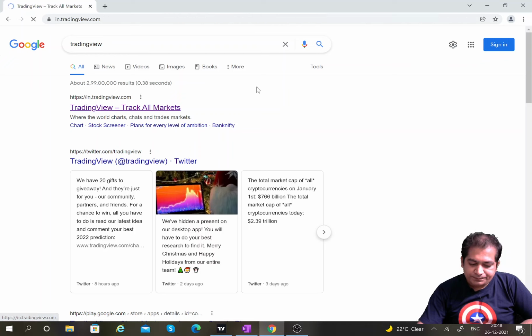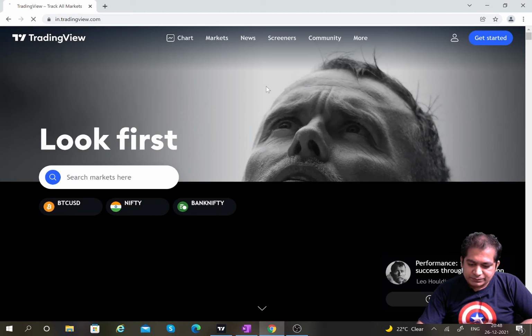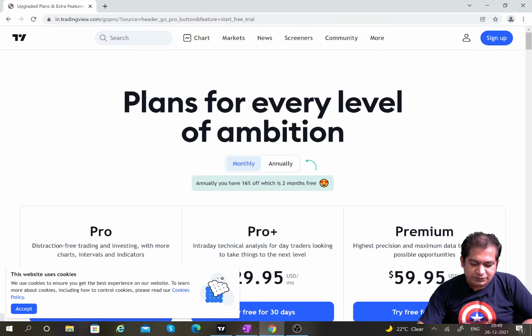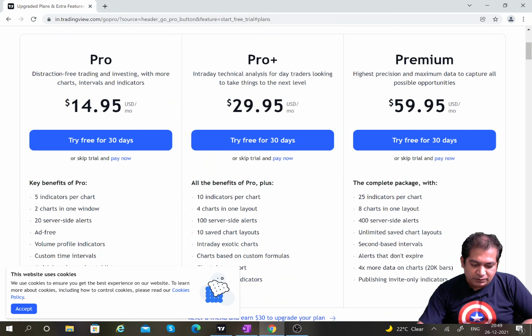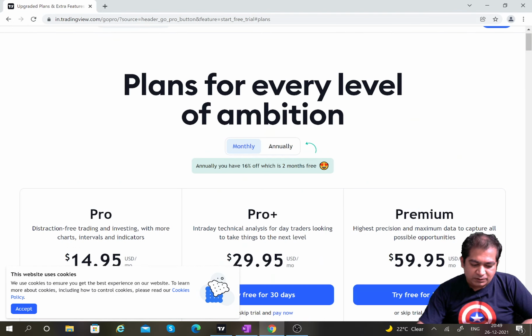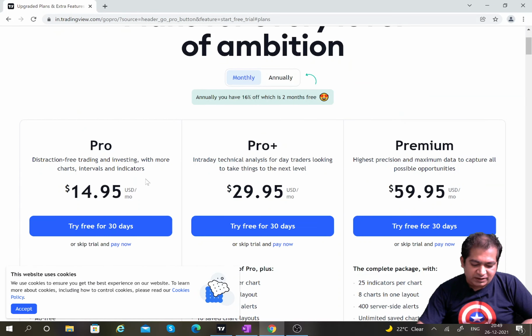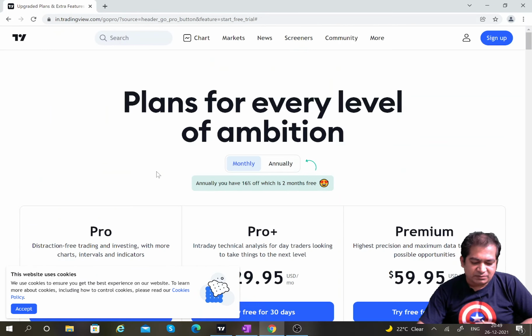The first one that you'll get here is TradingView, track all markets. You can click here. Wait for a moment. It opens, and here you can register yourself. You simply press on get started. It will automatically figure out from location-based services where you are from. You see Pro, Pro Plus, Premium here, and you can take a free trial as well. A 30-day free trial, for which you have to give your credit card information, but I suggest don't go for it right now. You simply sign up from here.